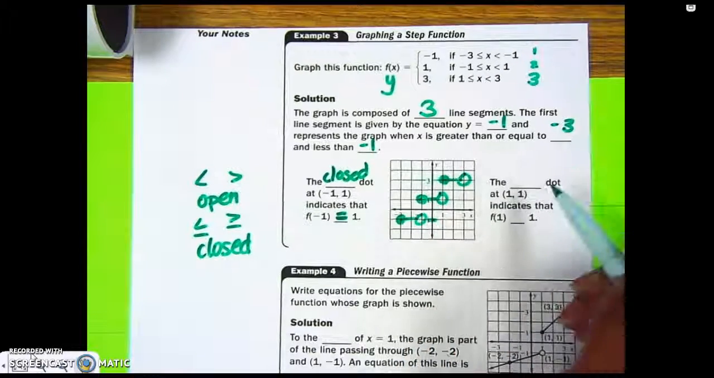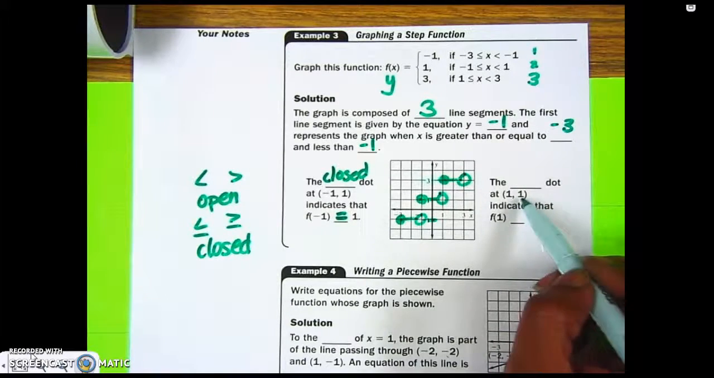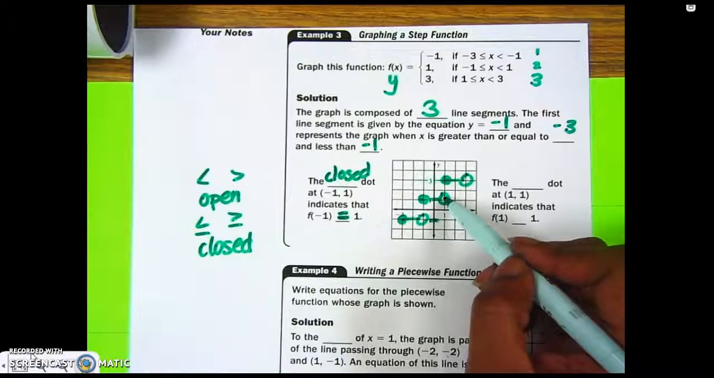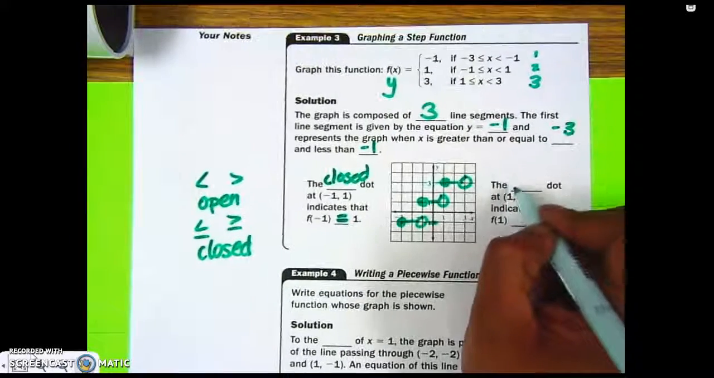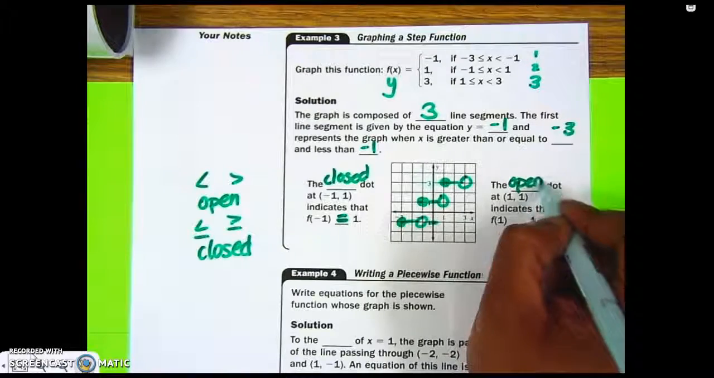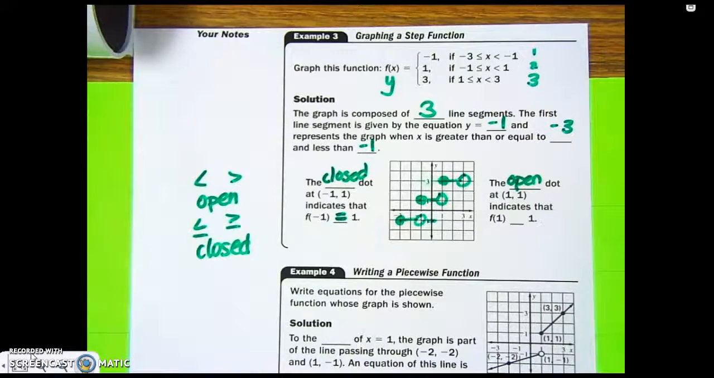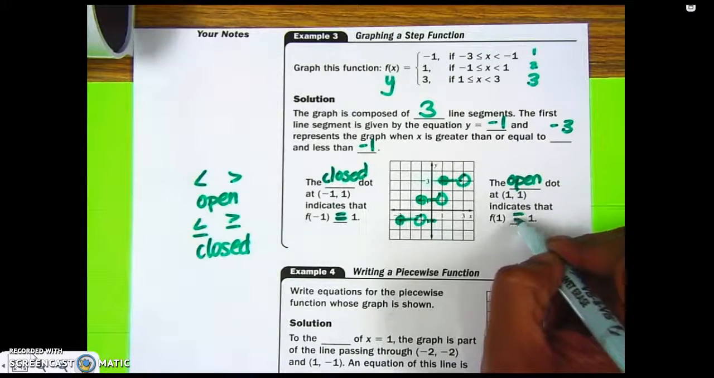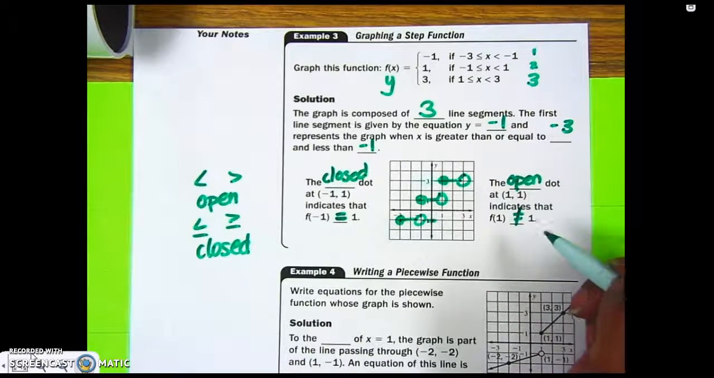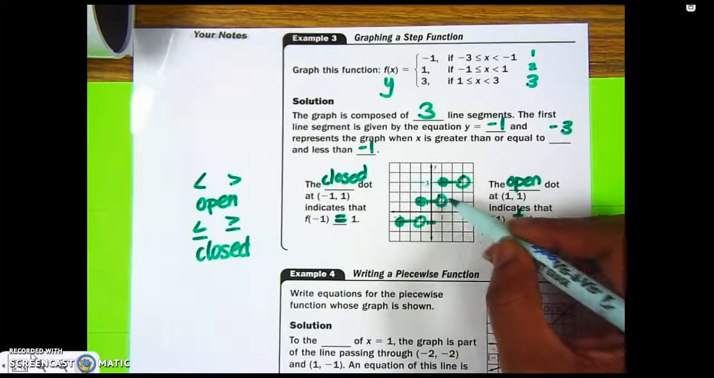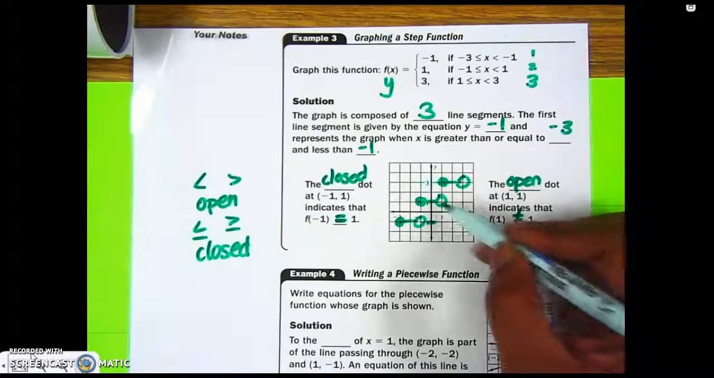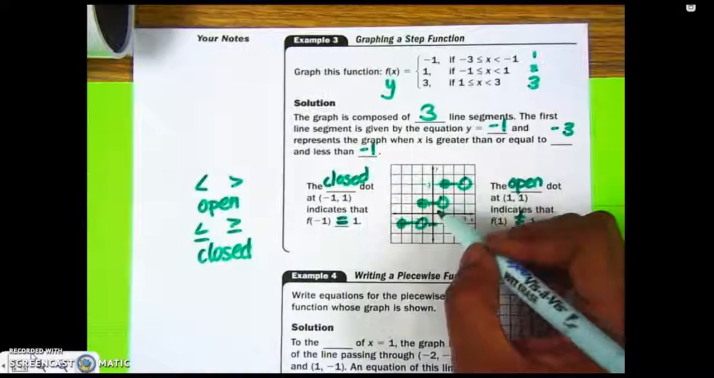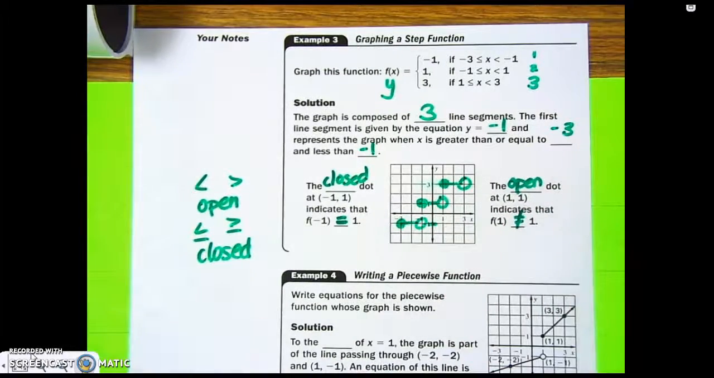All right, let's go to the other side. The blank dot at 1, 1. Let's go to 1, 1. So I go to the right 1 and then up 1. That's an open dot. So an open dot at 1, 1 indicates that f of 1 is not equal to 1. And in fact, our function is undefined right there because it does not include that part of the domain.